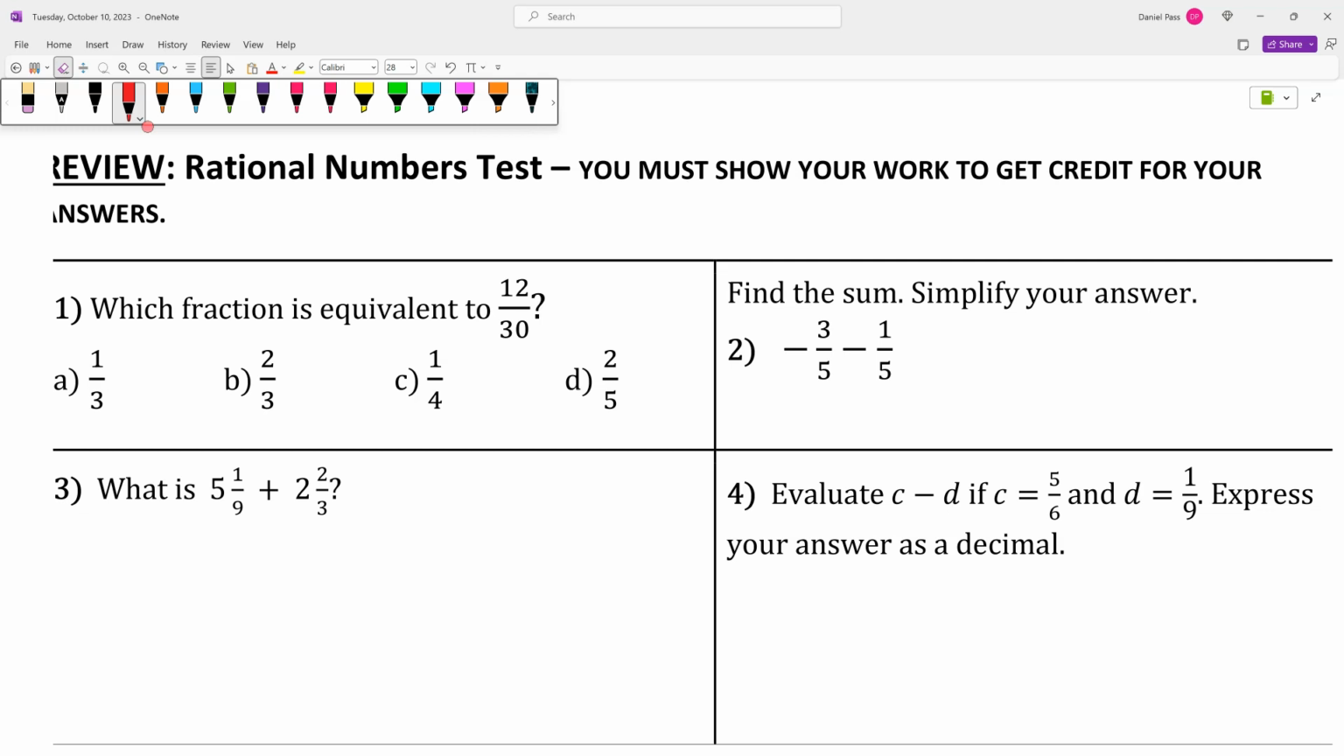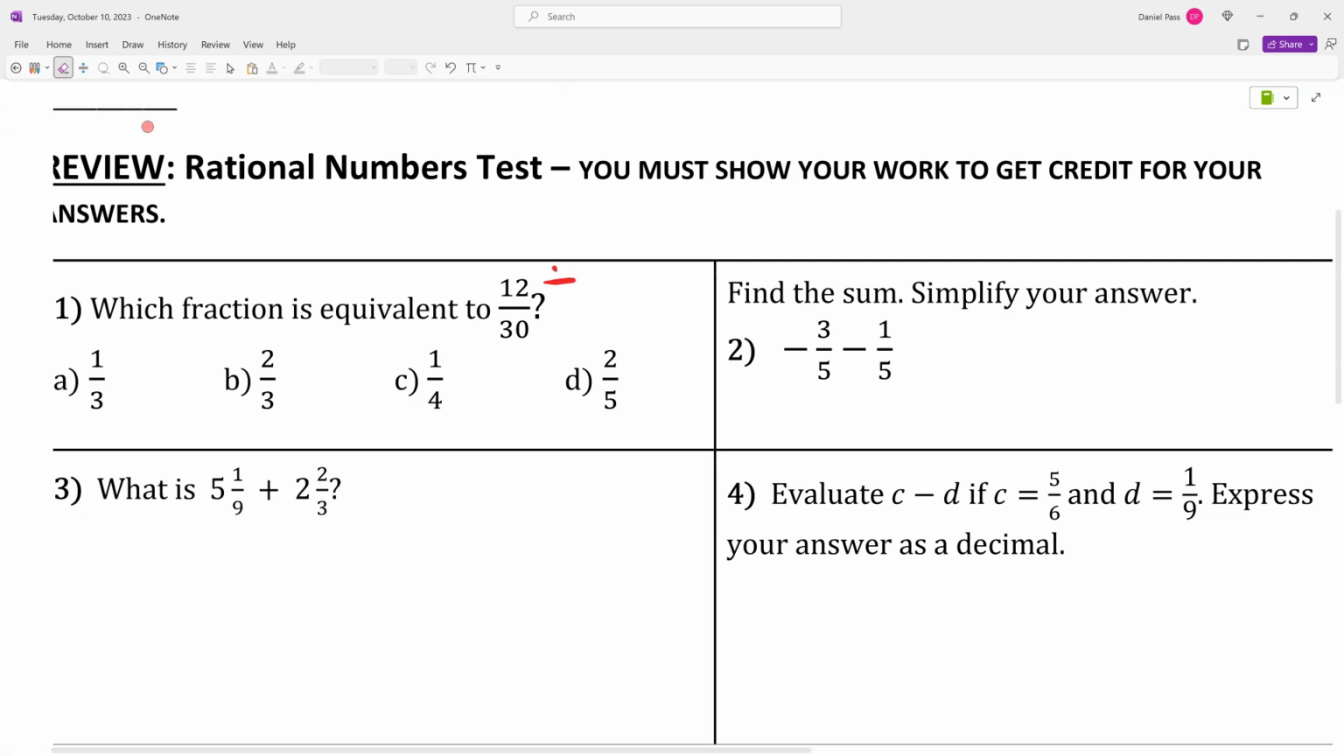Okay, so you basically just divide the numerator and denominator by 6, because the biggest number that goes into both is 6. Now, we could have divided by 2, but then we would have had to divide it again. So the answer is 2/5. Awesome.